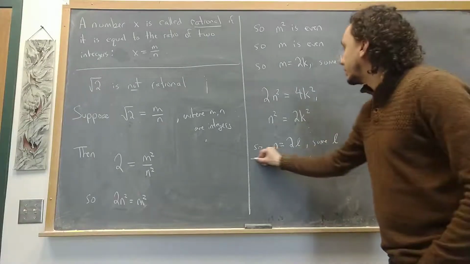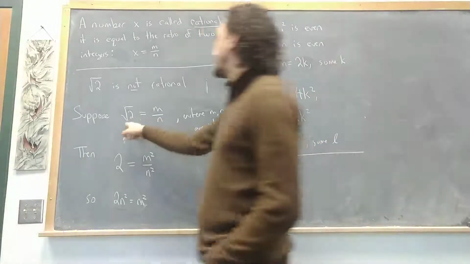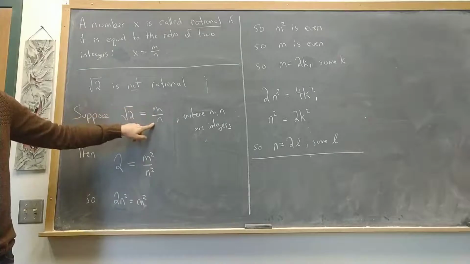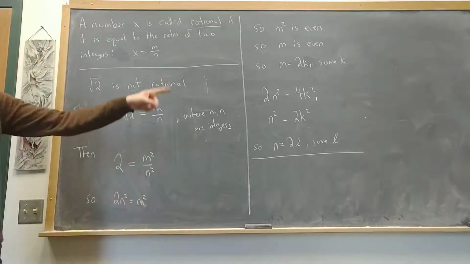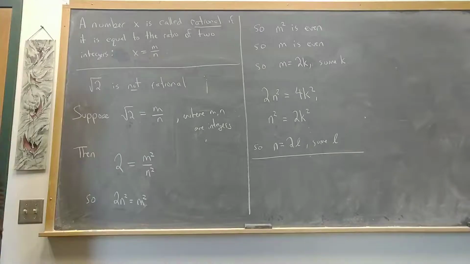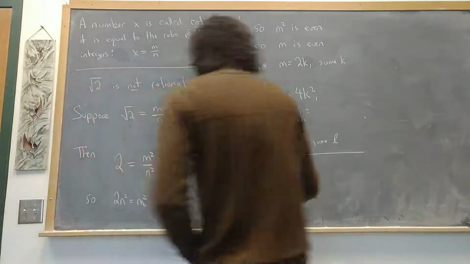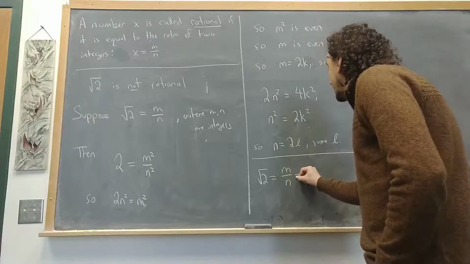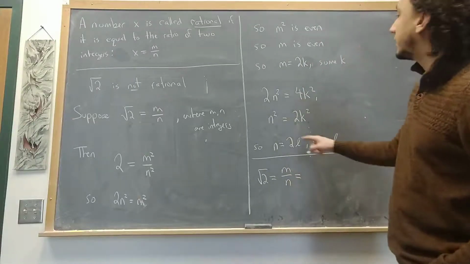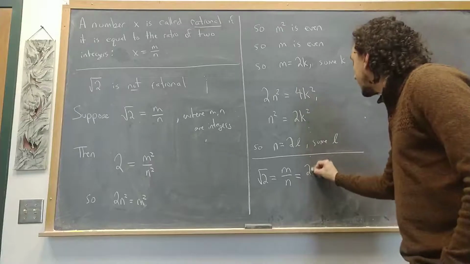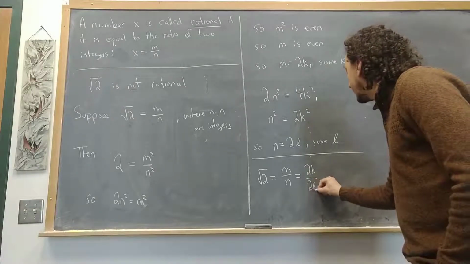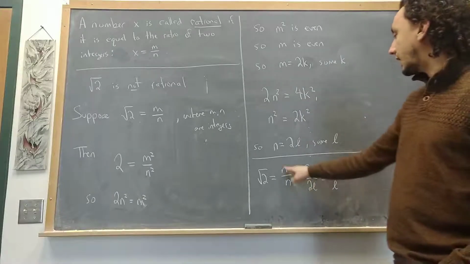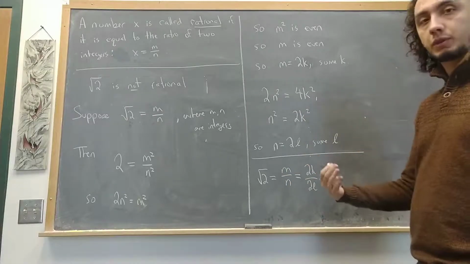So what have we shown? We've shown that if the square root of 2 were rational, and were written as a ratio m over n, then both m and n would have to be even. That means that instead of having m over n, we could replace it with 2k over 2l equals k over l. In other words, we could rewrite m over n as a fraction in lower terms.